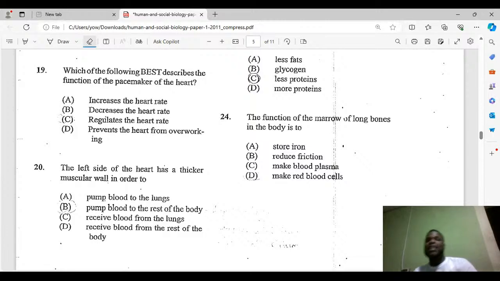So, yes, D is right, to make red blood cells. Pretty simple stuff. Let's move on. Someone said C, to make blood plasma. No, Shoshana, plasma is not made in the marrow. What is made in the marrow is blood cells, white blood cells and red blood cells. Both of them are made in the bone marrow. So the bone marrow is used to make blood cells, and the answer would be D.